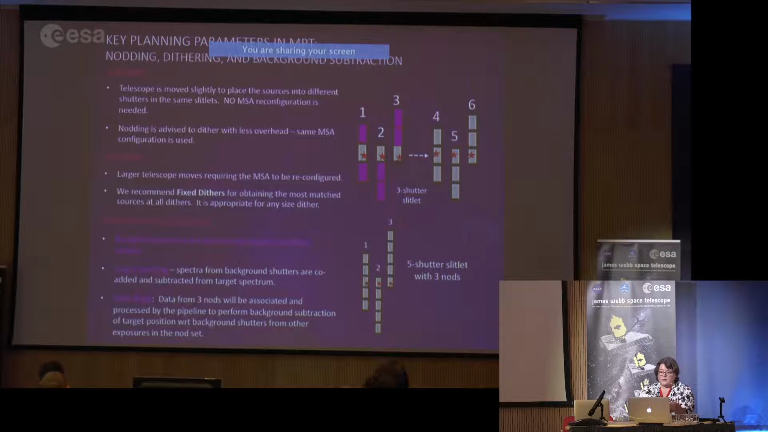Background subtraction depends on whether you have a single pointing or you choose to do the nodding. The background subtraction in the single pointing uses the shutters that do not have the target in them to estimate the background, and those get co-added and then subtracted from the target spectrum. With nods, though, you're making use of all of the background shutters in all 3 exposures.